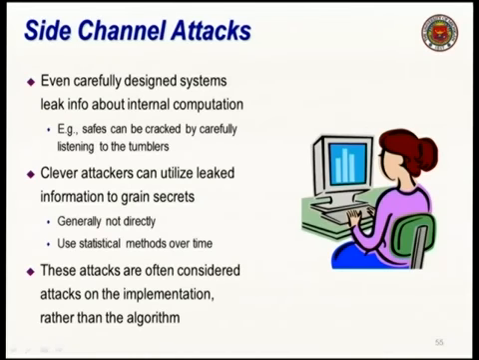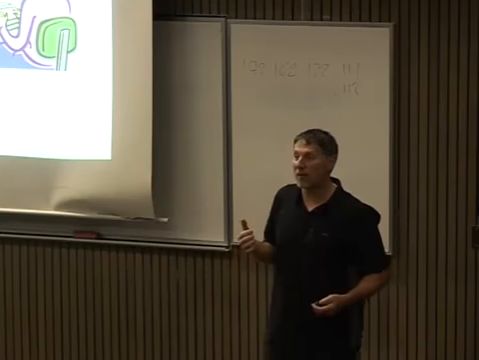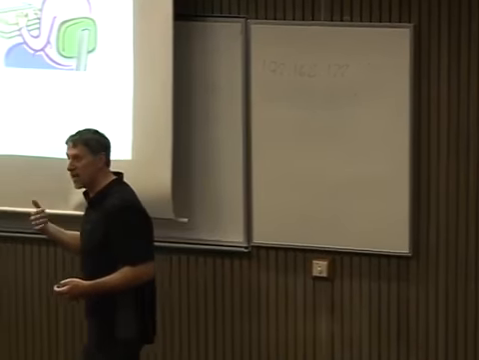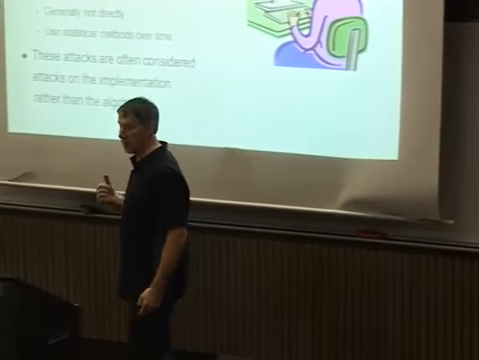Now, what is the parallel to listening to the tumblers in the electronic world? It's looking at how much current your system draws. The amount of current it draws is a function of the computation it's doing. So if you're doing a lot of adds and multiplies, and the number of multiplies indicates something about the key, I can infer how many ones, for example, are in your key by how much power it draws.